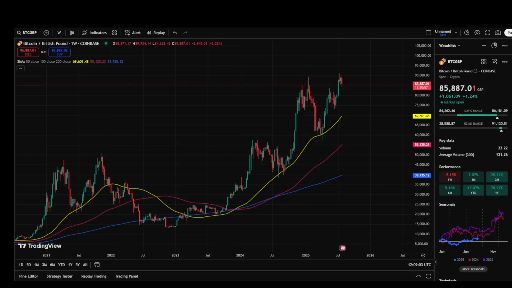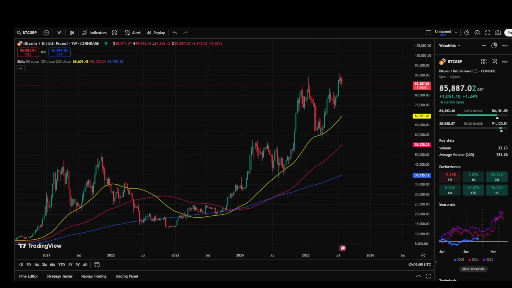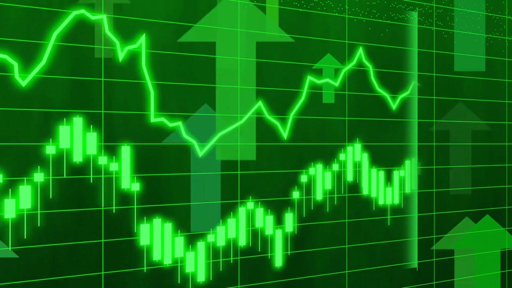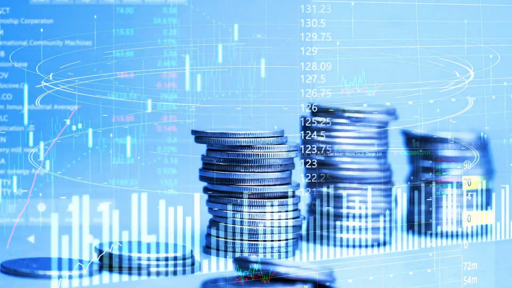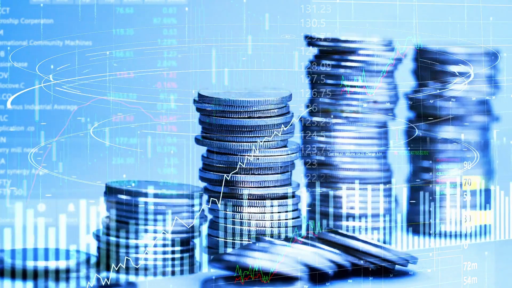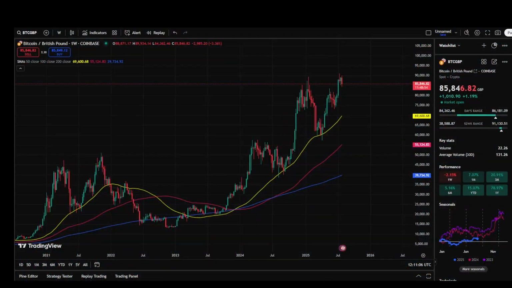And today we're going to be diving into one of the most debated topics in the space, dollar cost averaging versus lump sum. We're going to be investigating which strategy actually works better, which one gets you a better return on investment and makes you more money, and what would happen if you'd used either of the two strategies over the past couple of years and what returns you would have got given Bitcoin's price appreciation. So with that said and done, let's jump into it.